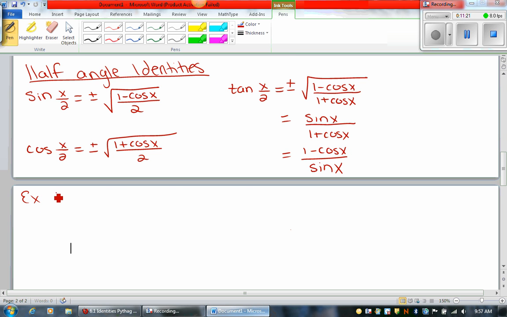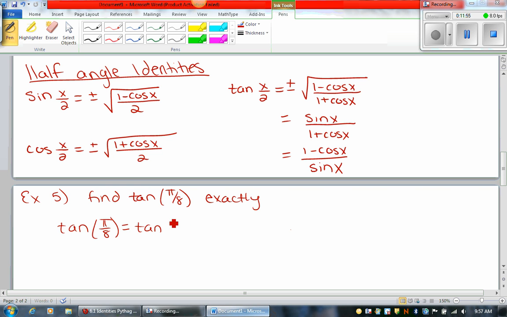All right, let's take a look at example 5. Example 5 says find tangent of pi divided by 8 exactly. Remember, exactly means I don't want decimals, I want fractions and radicals. We're going to take pi over 8 and break it up so it can be written in terms of a half angle. Pi over 8 is half of pi over 4, just like an eighth is half of a fourth. So I can rewrite it as tangent of pi over 4 divided by 2.